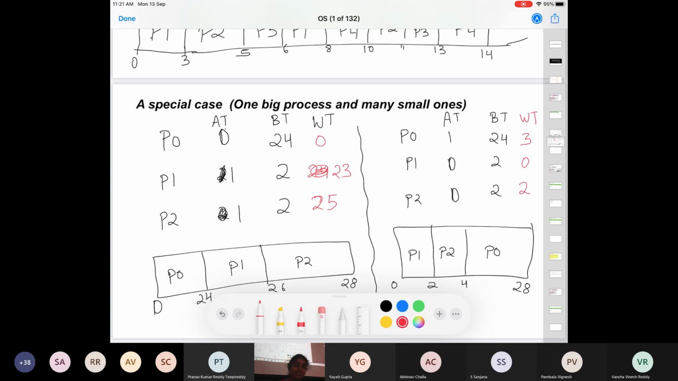You see how much drastic difference it is in the waiting times in both of these scenarios. So that is the problem with first come first serve. If a process is bigger, by bigger I mean it requires more CPU time, and it comes at the beginning, then it keeps everyone waiting, right? And this problem actually just does not end here.